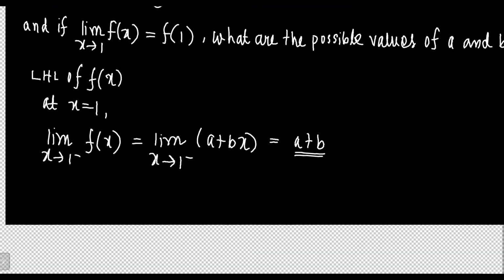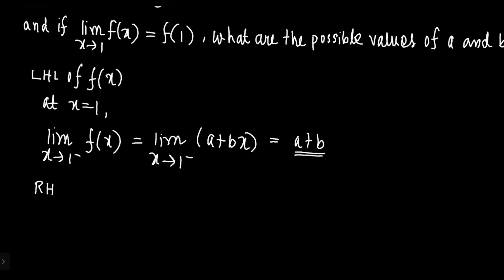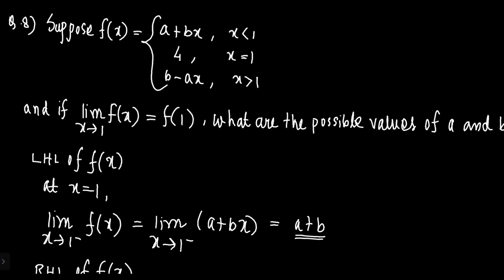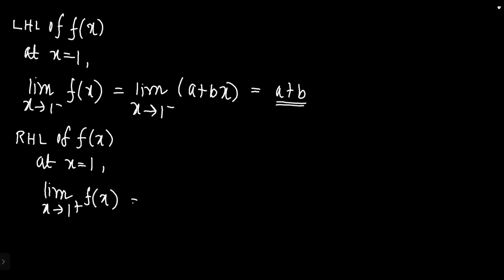Okay, now after this we will find the RHL of f(x) at x equal to 1. So it will be the limit as x tends to 1 plus of f(x). Now when it is 1 plus, it means it is greater than 1, so we will take this function. So it is the limit as x tends to 1 plus of b minus ax. Now it will give b minus a, if we put the limiting value of x.